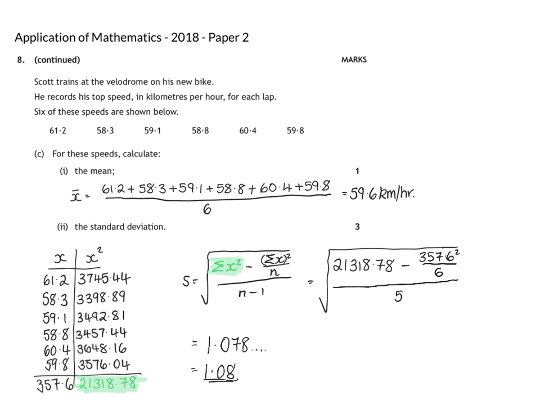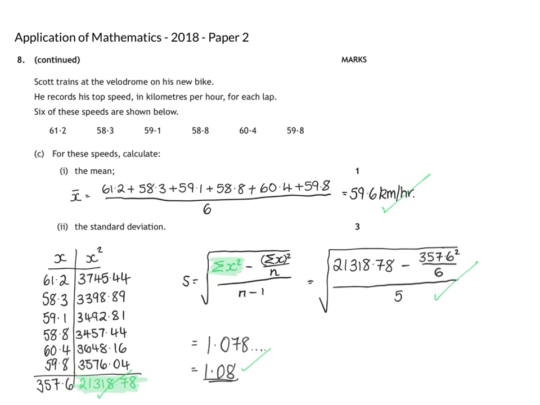So our marks for part C of this question. We've got our mean, which is 59.6. That's your mark for part 1 of question C. For part 2 of question C, for this method, you get your first mark for getting to the point of having the sum of x and the sum of x squared. Second mark for correctly substituting in, and then your third mark is for the correct answer.